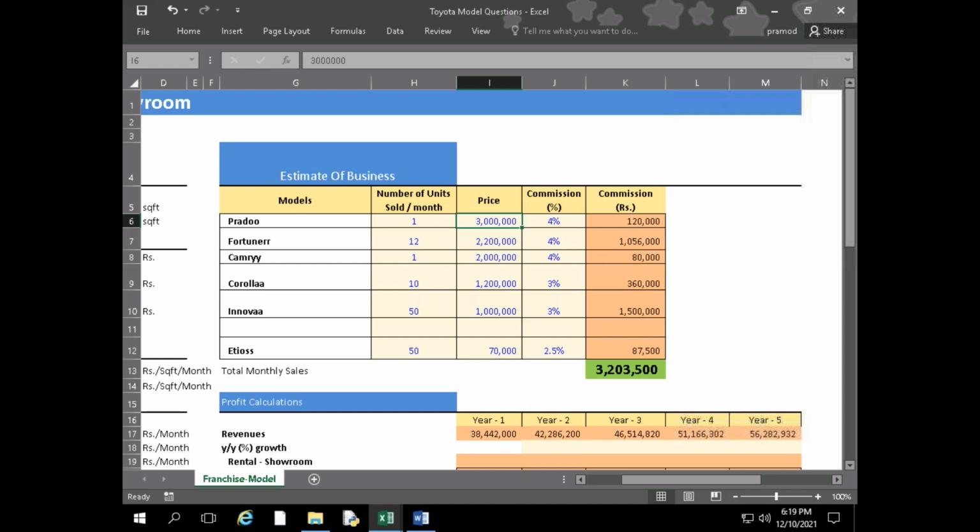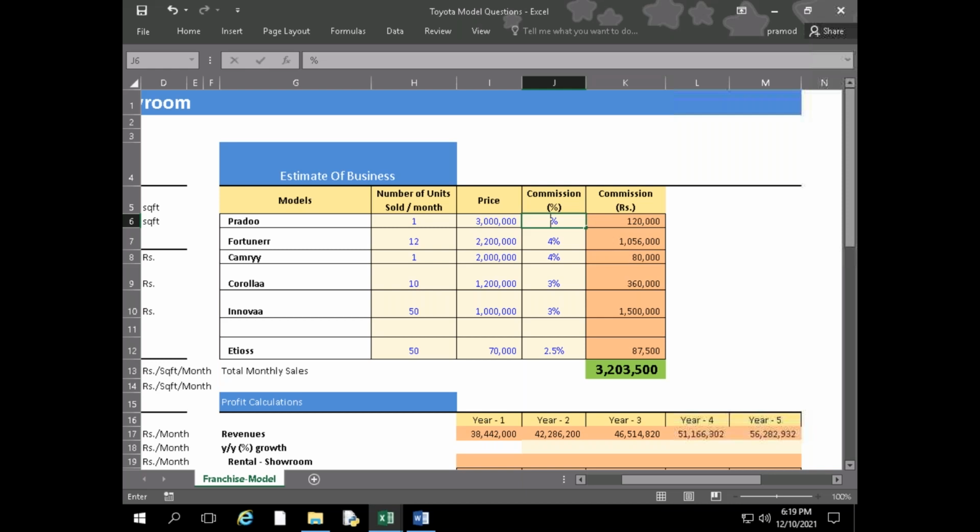Why is it not correct? We have to increase the column size, no, sir? Something like that. Here, this commission, did you type 4 and type the percentage yourself, or did it come automatically? No, I have not typed the percentage, sir. I just selected the cell, that's all.